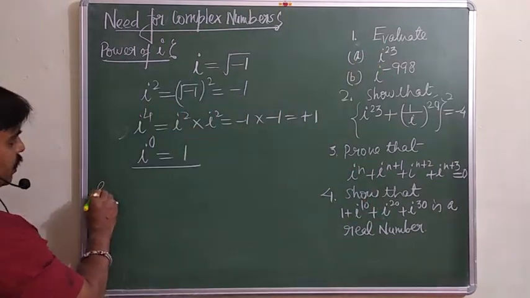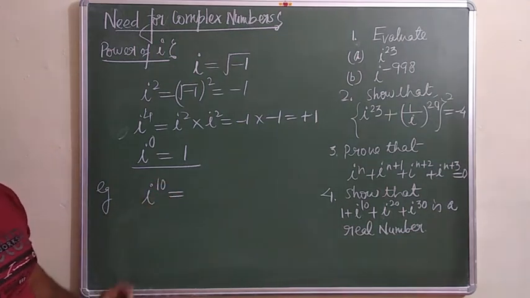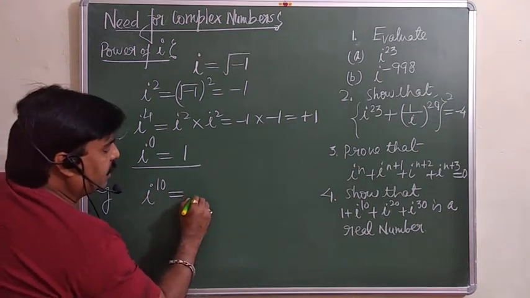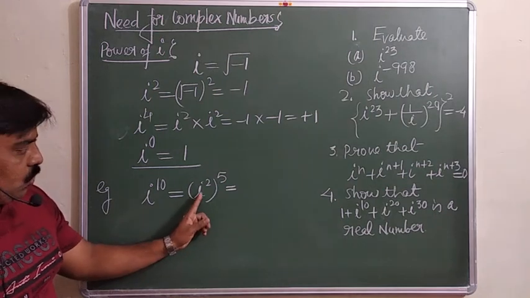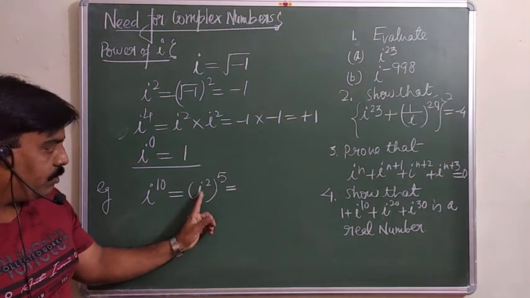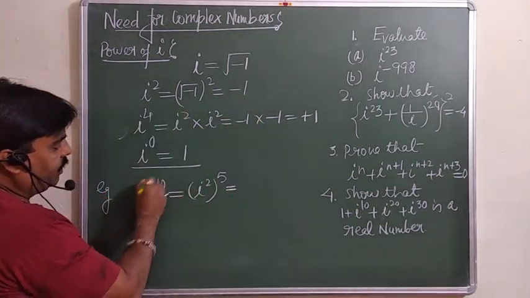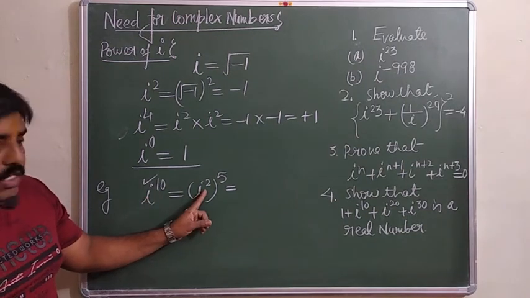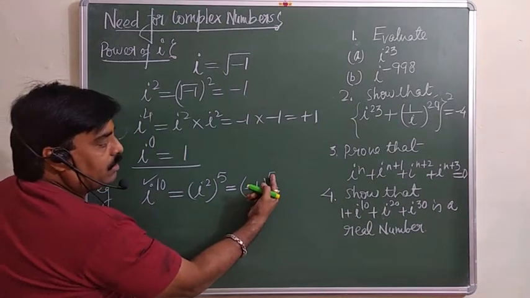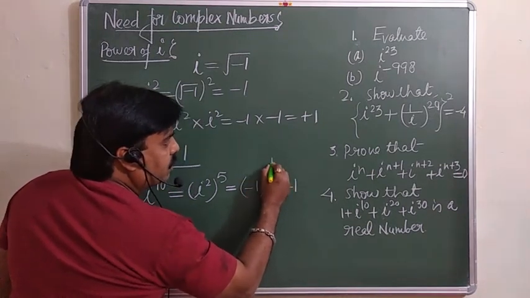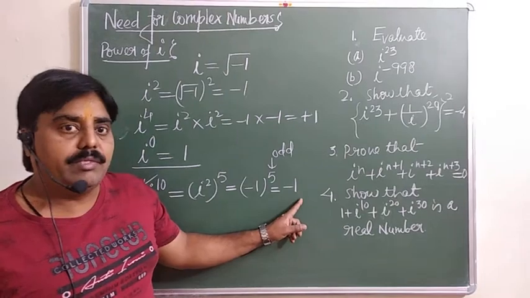Now one question I am taking, for example suppose i raised to power 10 is given. One of the ways, this can be written as i square whole raised to power 5, because a raised to power m into n is a raised to power m whole raised to power n. Because i square is equal to minus 1, we break this i raised to power 10 in terms of i square. So this is minus 1 whole raised to power 5, and minus 1 multiplied 5 times gives minus 1, because the exponent is odd, and an odd power of a negative integer is always negative.